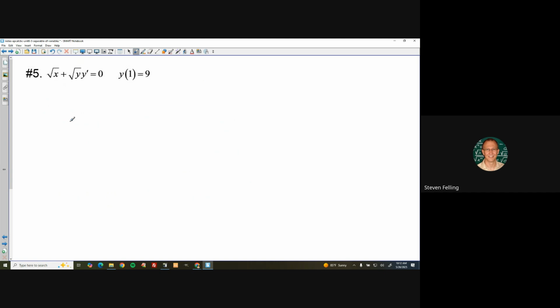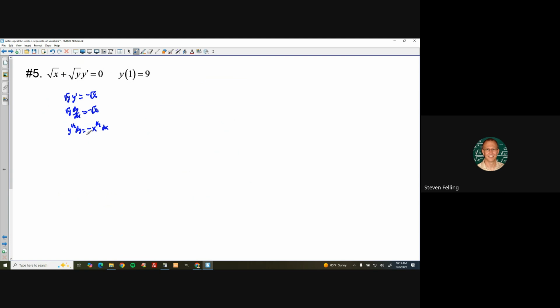All right, so let's see. Separating variables first. What if I did this? Square root of y prime equals negative square root of x. Square root of y dy dx equals negative square root of x. So the square root of y, which I'm going to write as y to the 1/2 dy, is equal to the negative square root of x, which is x to the 1/2 dx. So that is variable separated.